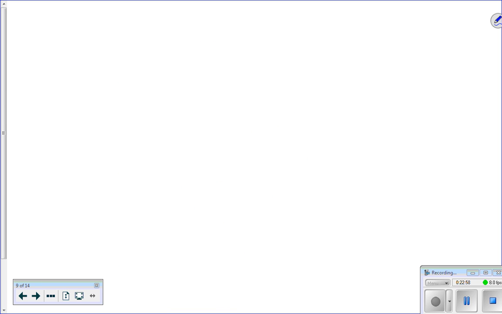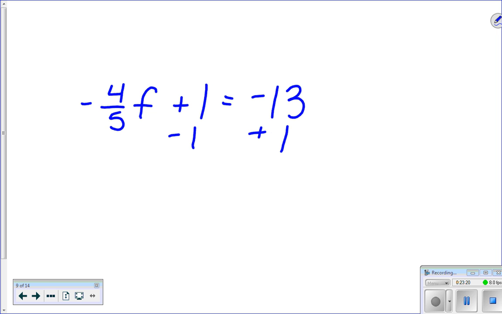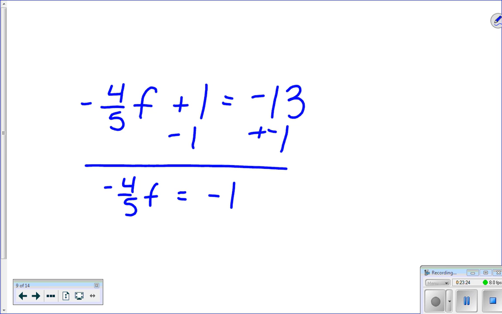All right, let's do this one. Negative 4/5 f plus 1 equals negative 13. So you got some negatives that are kind of goofy in there. Yeah, it is goofy. Keep change. Don't forget that. You got to subtract that 1. Minus 1. Keep change. So it's going to be negative 4/5 f equals negative 14. Got to make sure you got the keep change right, or that's going to get you in trouble.